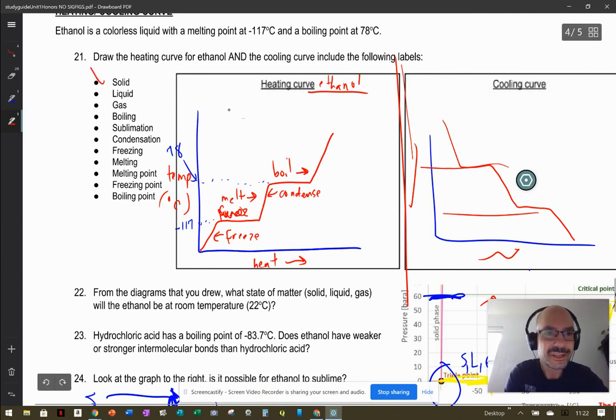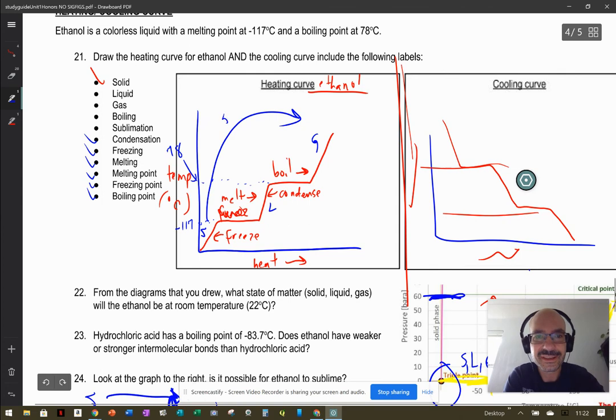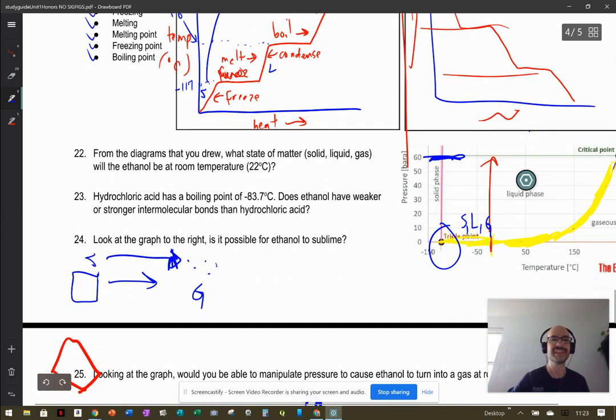Make sure you're identifying your solid, liquid, and gas. So this would be gas, this would be liquid, this would be solid. We did boiling, we did freezing, melting point, melting, freezing, condensation. Sublimation, that's a tricky one. That's going from a solid to gas. So things sublime if they go from a solid to a gas. We did boiling, we did gas, we did liquid, we're good.